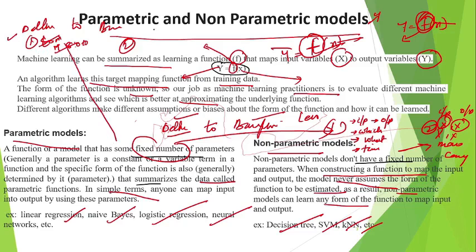Whereas in the second scenario, he is coming tomorrow, yes, but we don't know which flight. We don't know what the time is. Nothing. There are no fixed parameters available. This is the concept of parametric and non-parametric.